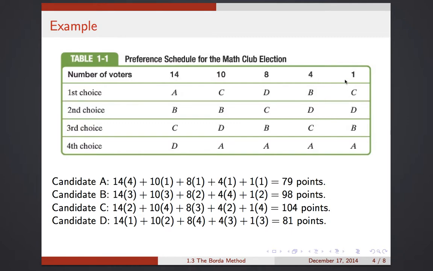And 4 points from this last guy. So candidate C's total is 104 points. And similarly for candidate D. You can go through and verify that all these numbers are correct based on the table.